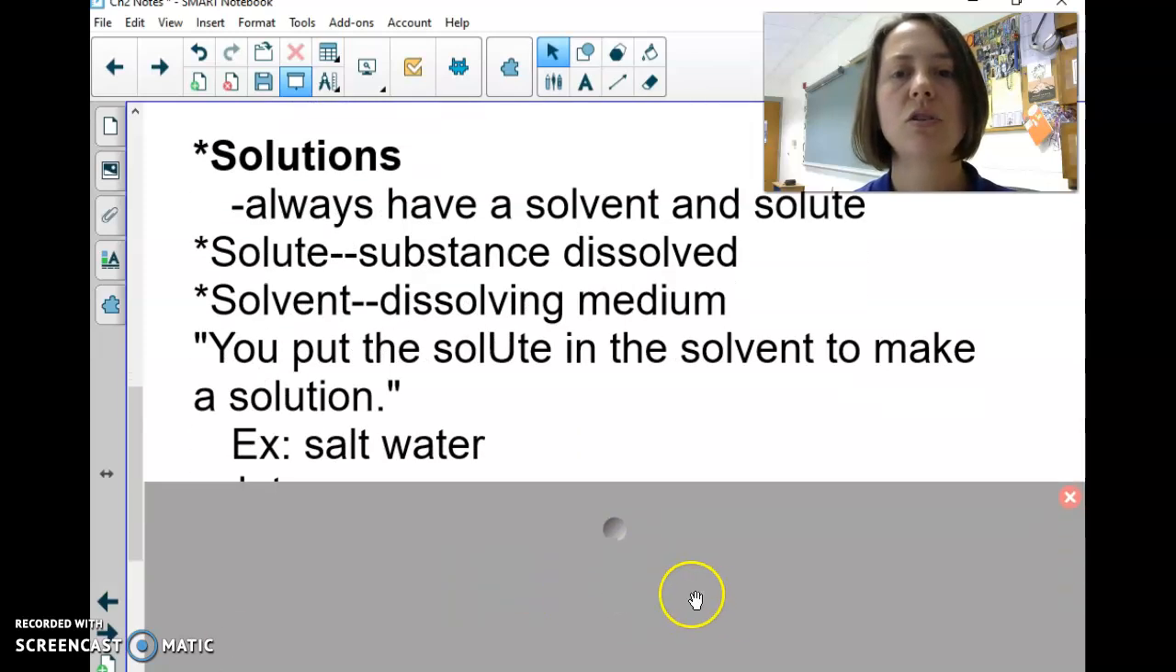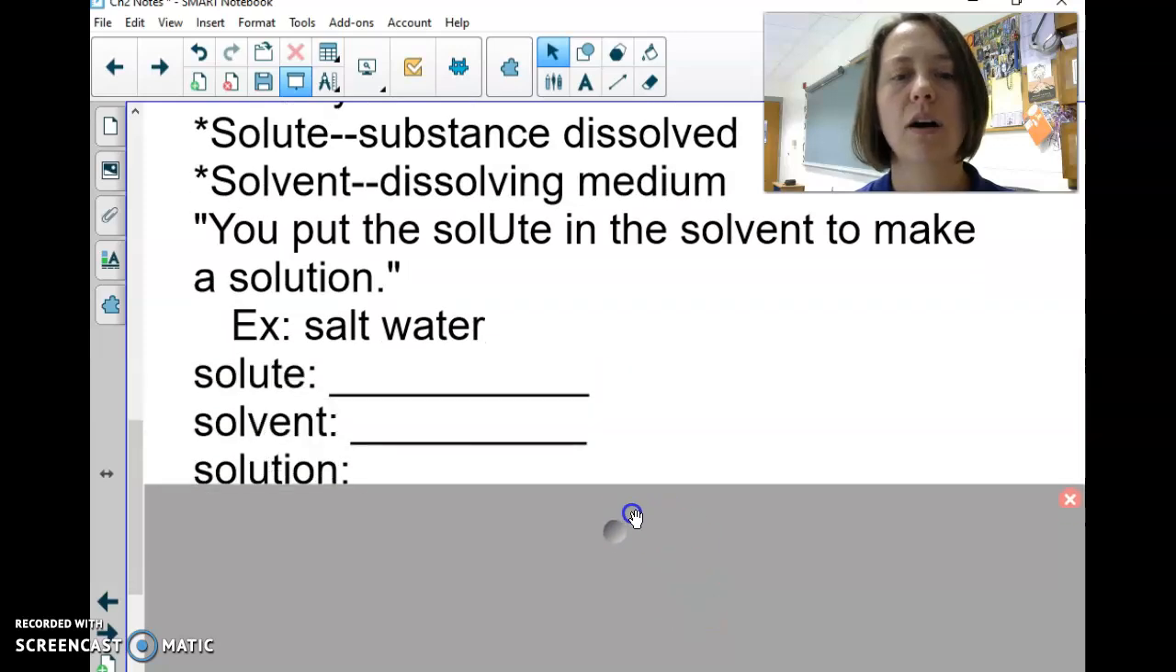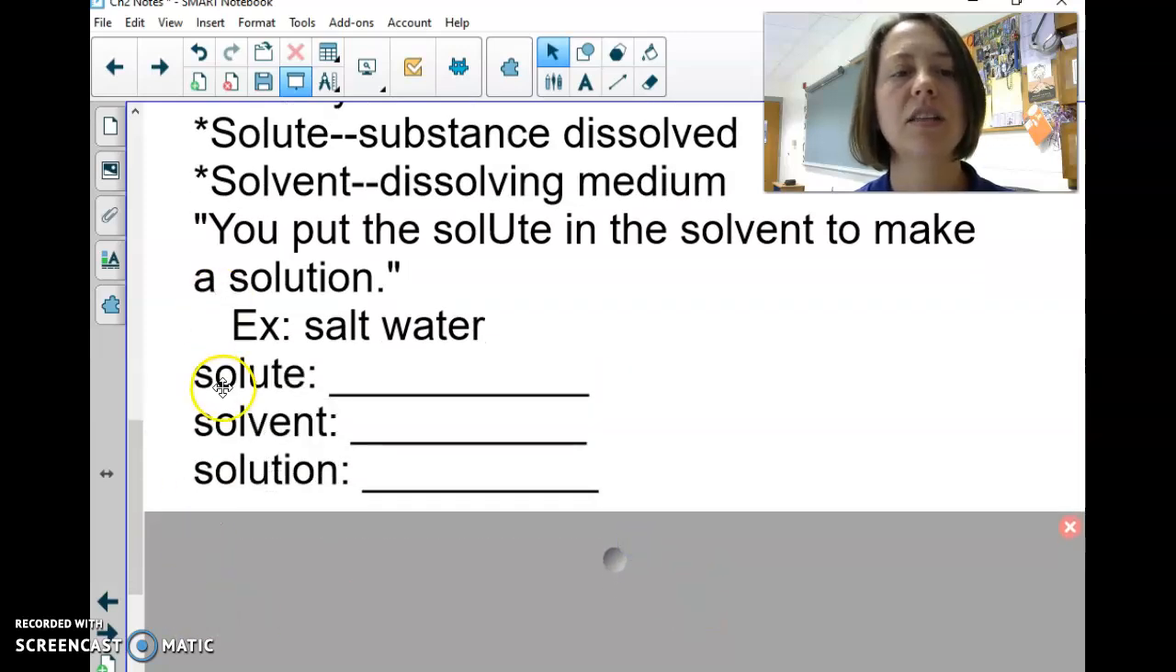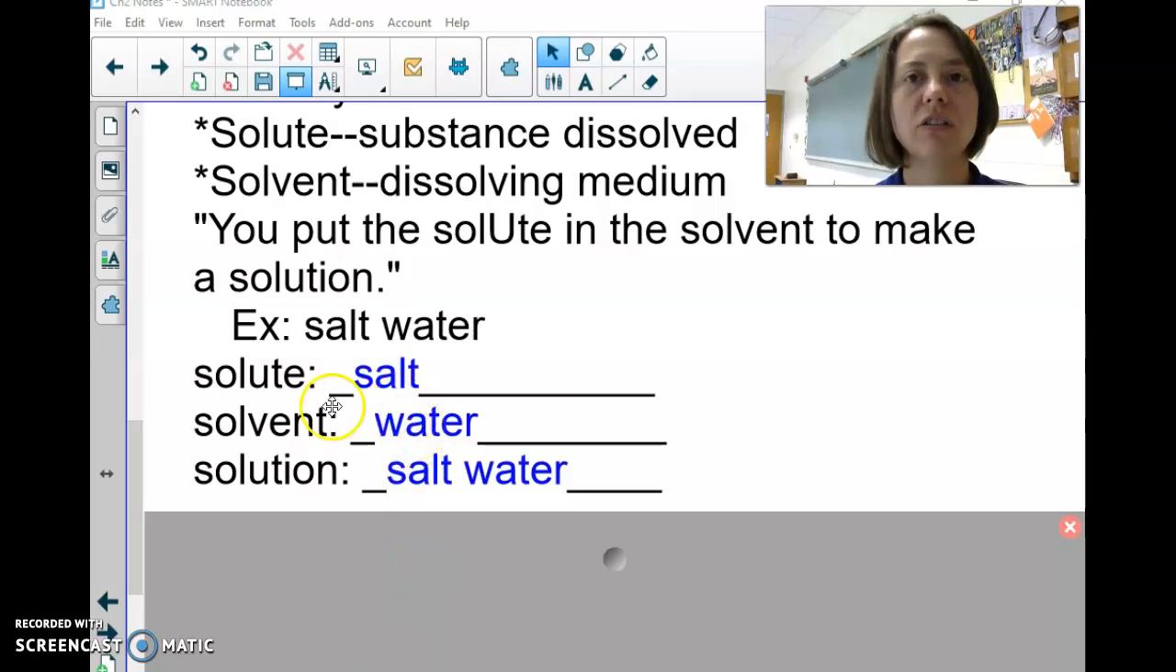So I want you to think about salt water and take a guess. Write this down, please, and write down your guesses. What is the solute? What is the solvent? And what is the solution? Okay, if you said salt is the solute, you would be correct. It is the substance being dissolved. If you said water is the solvent, that's right, it is the dissolving medium. And then our solution is salt water.